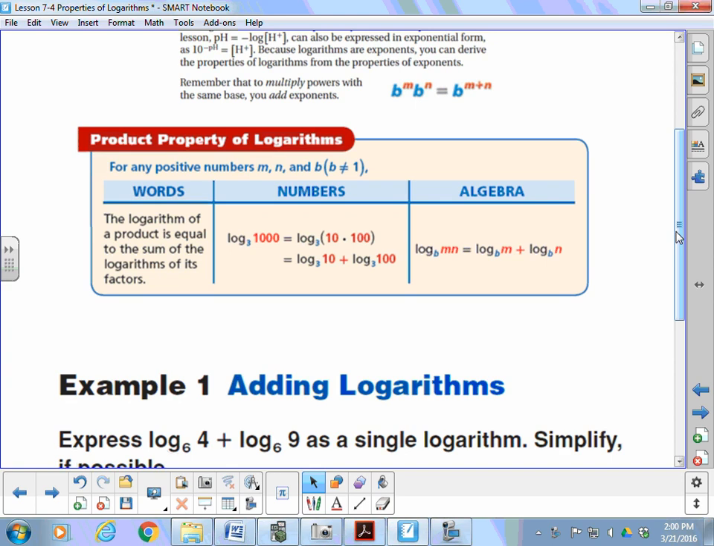So the product property says that if I have the log of m times n, so the log of a product, then I can take those two factors of that product and I can write them as the log of m plus the log of n. So basically this is the rule of exponents that we looked at first, to where if we're multiplying with the same base, we add the exponents. Well, it works the same way here. If I'm multiplying these two things together, then I can pull them apart and write them as an addition problem, or go the other direction also.